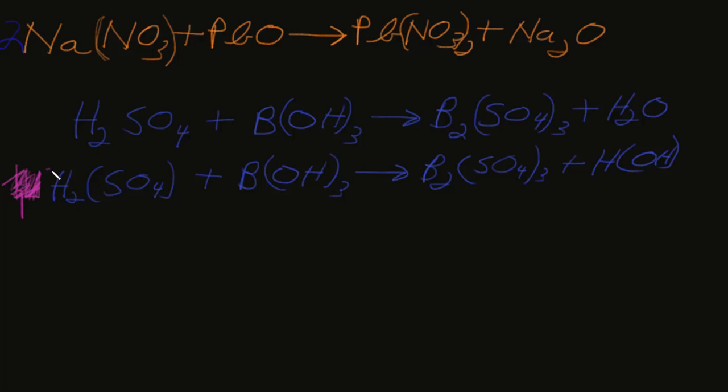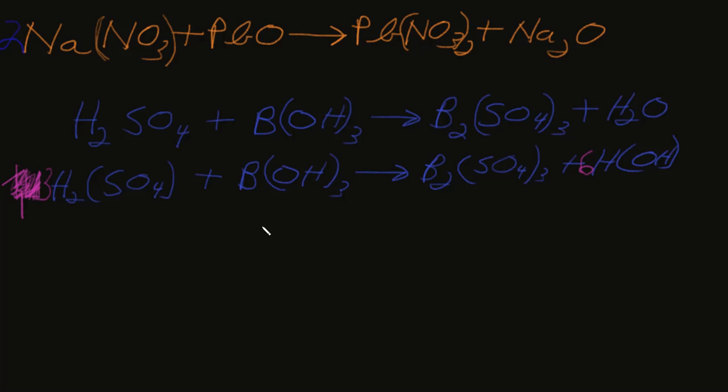I'm going to put a 3 here. So I got 3 sulfates, 6 hydrogens. There's my sulfates, balanced. But my problem is I got 3 times 2 is 6 hydrogens, and I don't have any here. I've got 1 there. So I know I need 6. So let's go ahead and put a 6 in here.